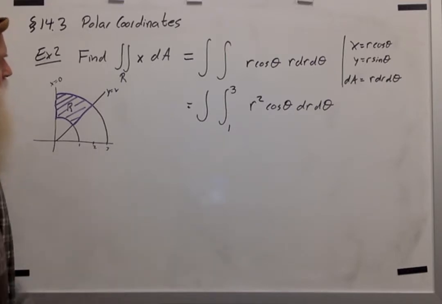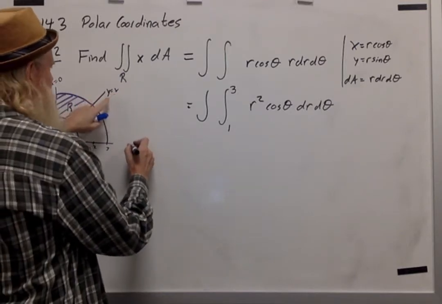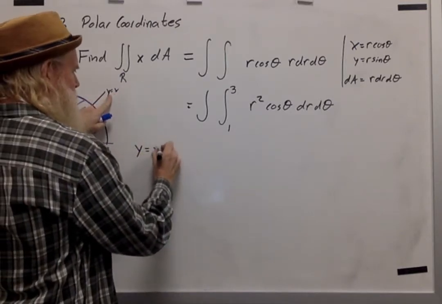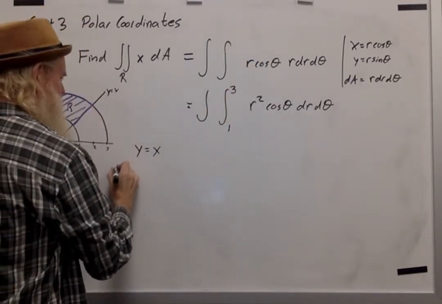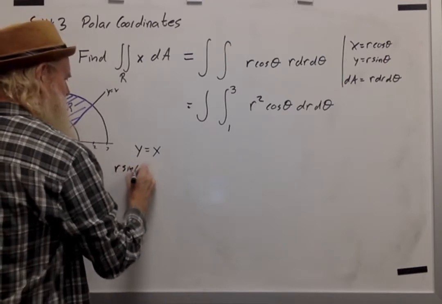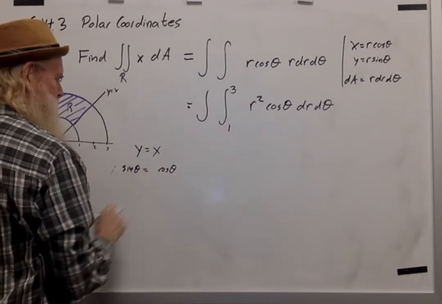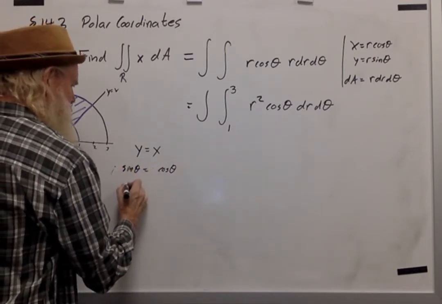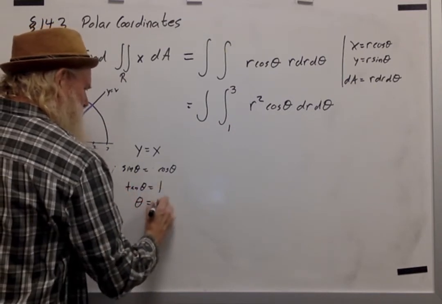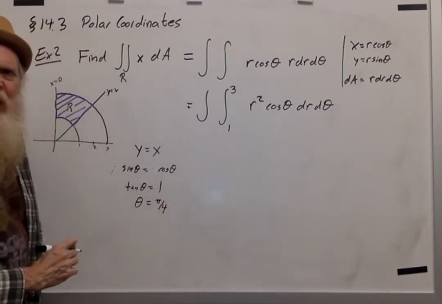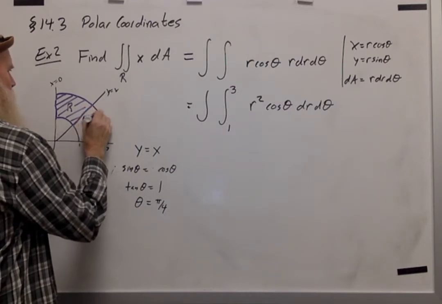The theta might be a little bit trickier. You might be able to guess at it, but let me show you a general way that you can figure it out. This line is the same as y equals x. Plugging in y equals r sine theta and x equals r cosine theta, that's the same as r sine theta equals r cosine theta. We can divide both sides by r and by cosine theta, which gives us that tangent of theta is 1. And of course that happens when theta is pi over 4. So this edge is the same as theta equals pi over 4.